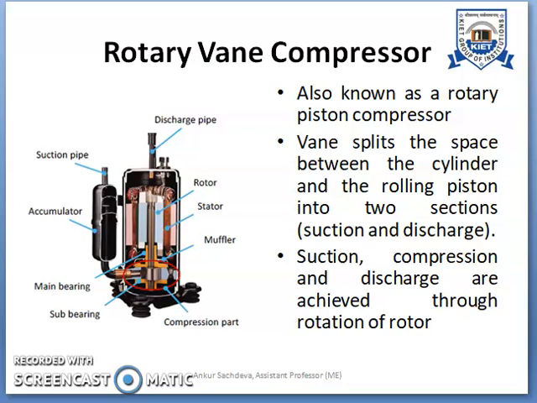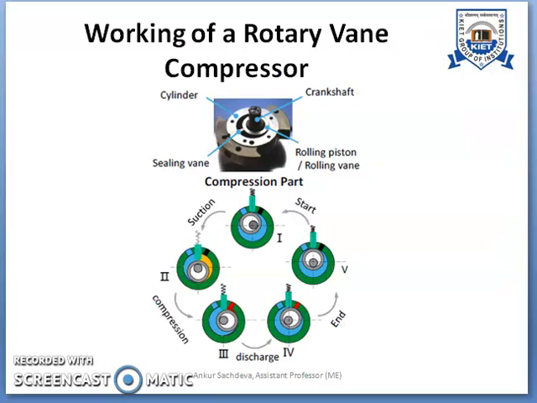The next one we have is the rotary vane compressor. The vane here divides the cylinder space into the suction part and the discharge part. Let us understand this through the diagram. Here, as you can see, we have the working of the rotary vane compressor. The vane is dividing the cylinder space into the suction part and the discharge part, illustrated by the blue color and the yellow color.